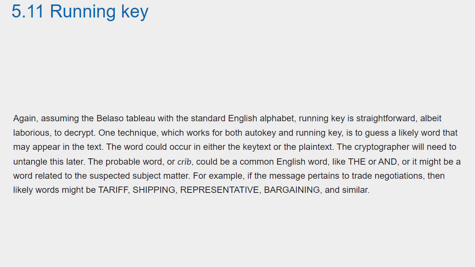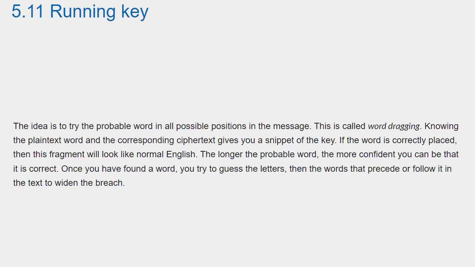The probable word, or crib, could be a common English word like "the" or "and," or it might be a word related to the suspected subject matter. For example, if the message pertains to trade negotiations, then likely words might be tariff, shipping, representative, bargaining, and similar. The idea is to try the probable word in all possible positions in the message. This is called word dragging.